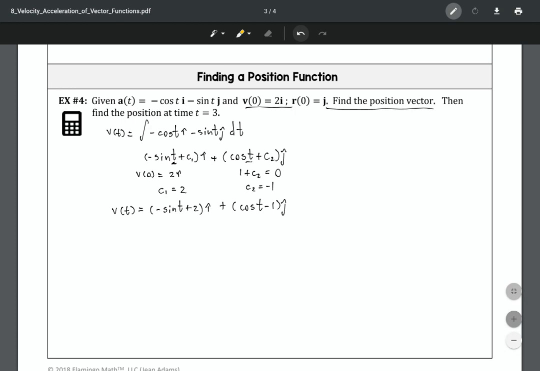Okay, so now we're going to do that all over again. We're going to take the antiderivative. I know that my position function, called r of t here, is going to be equal to the integral of negative sine of t plus 2i plus cosine of t minus 1 j dt. So I'm going to take the antiderivative of that. The antiderivative of negative sine will be positive cosine plus 2t. We can call this C3i.